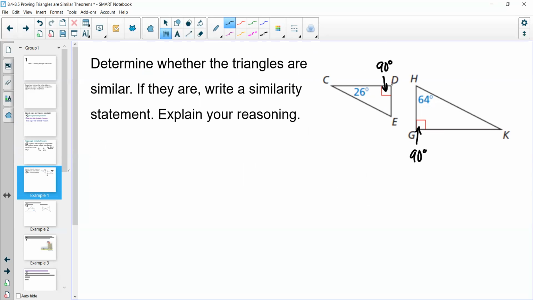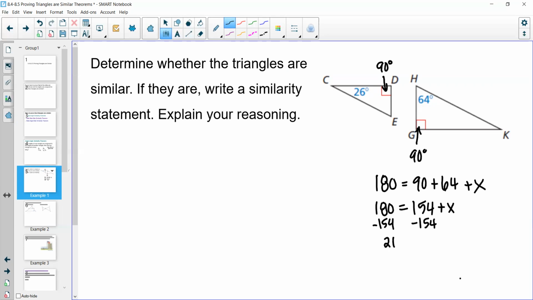What parts of these triangles are congruent? D is the same as G, E is the same as H, and C is the same as K. So how can we show that H is the same as E and C is the same as K? We can actually solve for this third angle by knowing the other two. We know that they add up to 180, so 90 plus 64 plus something needs to equal 180. If we combine 90 plus 64, we get 154. So 180 is 154 plus x. To get x all by itself, I can subtract 154 from both sides, and we end up getting 26 equals x.